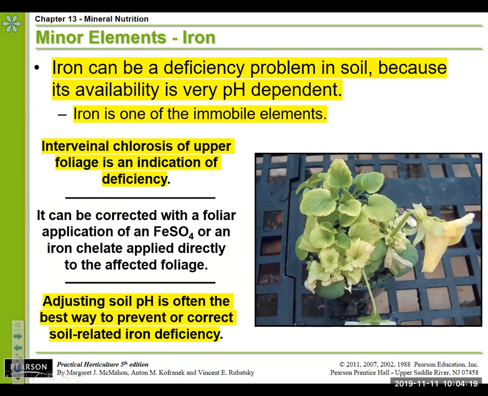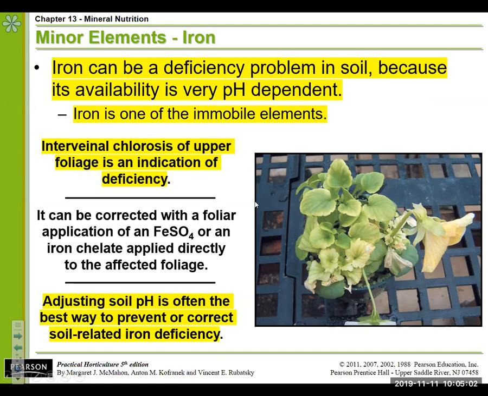We'll take a look at a few of the minor elements as well. First, iron. Iron is often a deficiency problem in soil, mostly due to pH. It's very pH dependent, and it is an immobile element. So we'll see a different type of deficiency symptom. Usually we see it as interveinal chlorosis in between the veins of the upper foliage. It's happening in the new growth because it's immobile. It can't be used from old leaves.